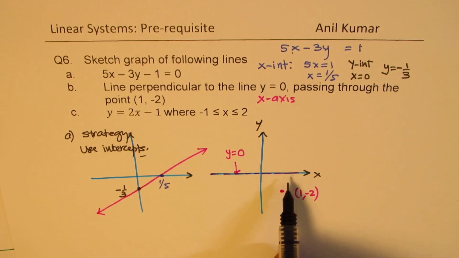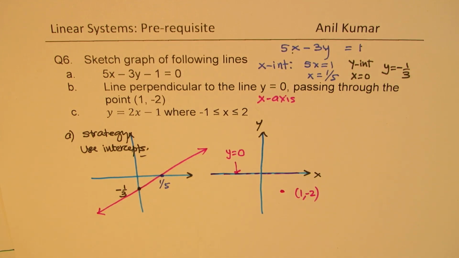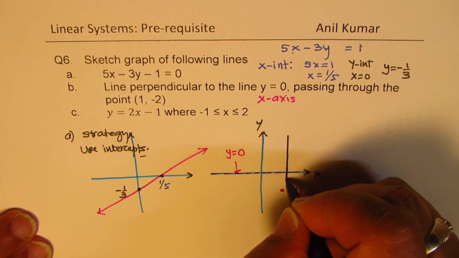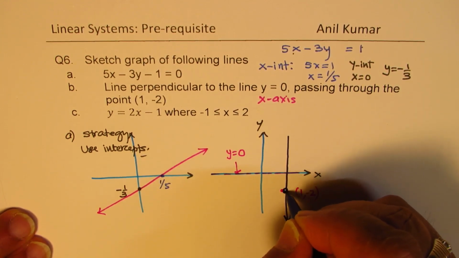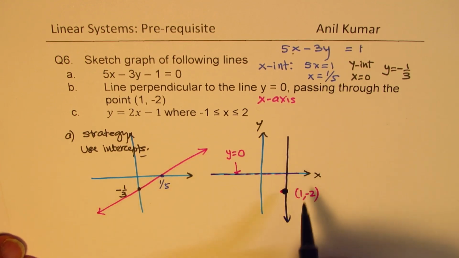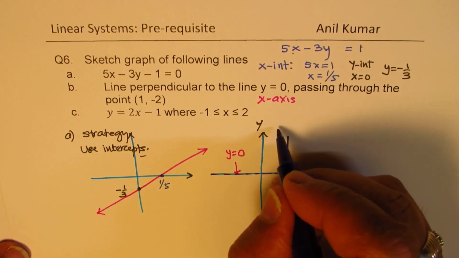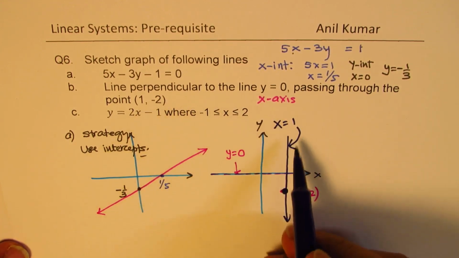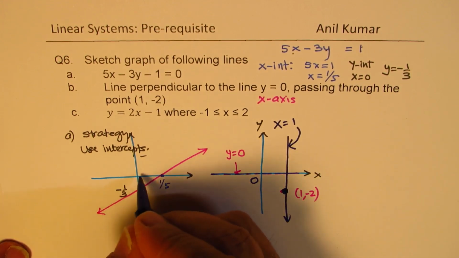Now perpendicular to this means it is a vertical line. Perfect. So it has to be a vertical line going through the point (1, -2). So that will be the line for us. The equation of this particular vertical line is going to be x equals 1, right? So x equals 1 will be the equation of this line, and that is how you're going to sketch it, correct?